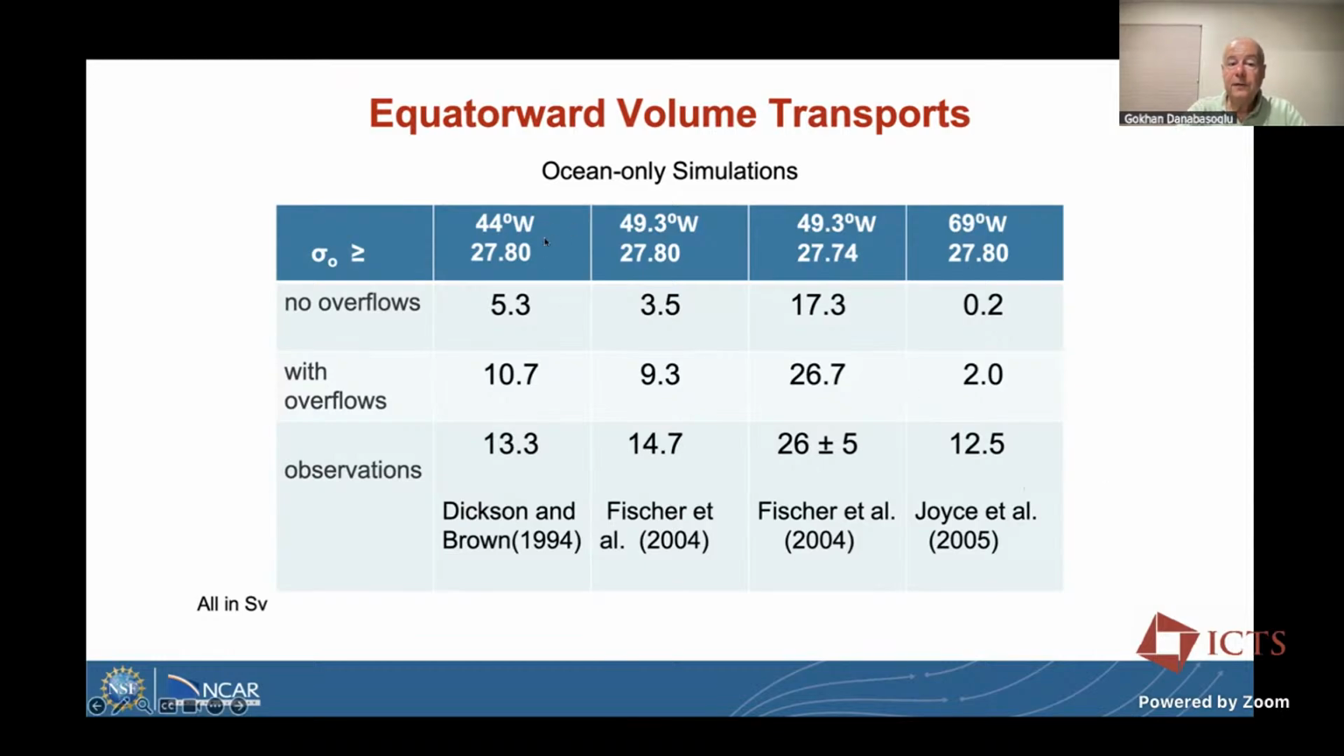And these are at different longitudes and different density classes. Without overflows, we get these transports. But with the overflows, you can see that the transports increase quite substantially, matching the observations quite nicely, except at 69 degrees west. We still have a problem there, but still we get higher flow rates. So we can't fix everything, but this parameterization fixes quite a few of the things.